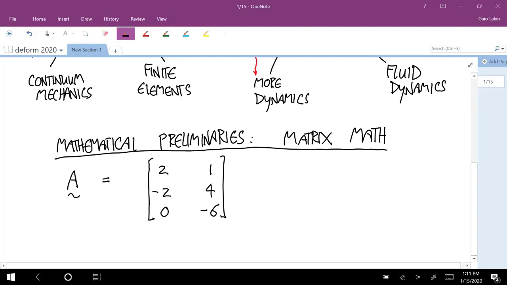So the way you describe this matrix is the number of rows by the number of columns. That's the size of the matrix. So this is a 3 by 2 matrix.